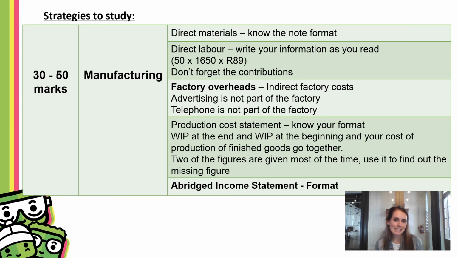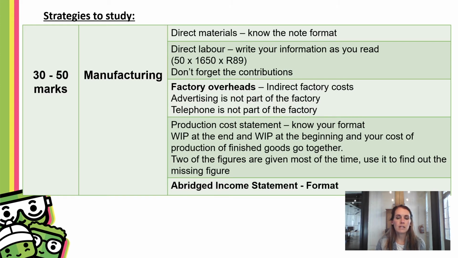Right, and that's that. Now we're quickly going to look at manufacturing. This can be anything from 30 to 50 marks, and some strategies for when we're going to start studying. Direct materials is an important part of manufacturing, and you need to know the format of the direct materials note. Direct labor is just as important, and they love to give you a whole essay of information relating to direct labor. Write your information down as you read.